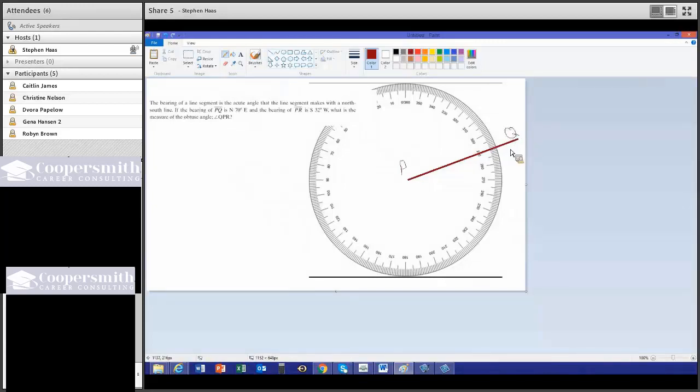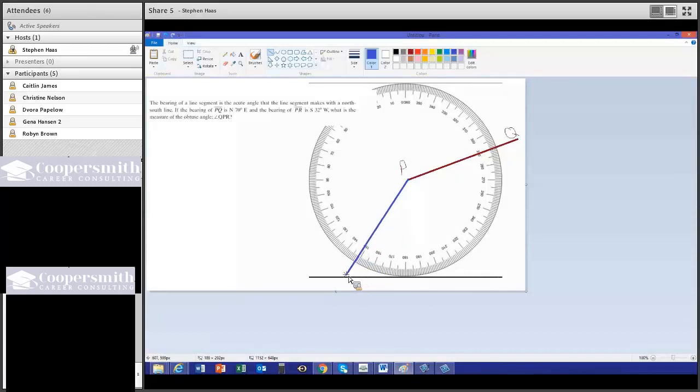So again, I'm going to start at the same place. I'm going to start down, straight down at 180, although it's not perfect, but it's close enough. And I'm going to move it over 32 degrees. Now, to move it over 32 degrees from 180, it's going to have to be here at 148 because I moved it over 32 degrees. So this is R. So this is line PR.